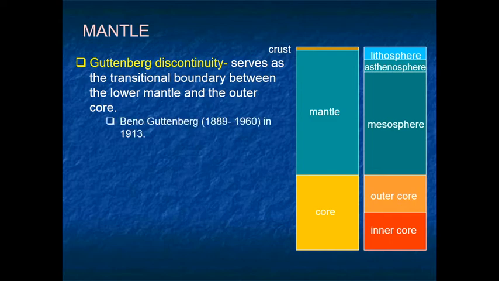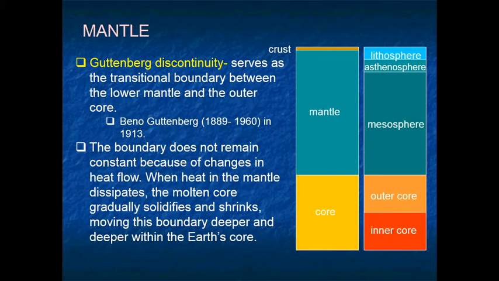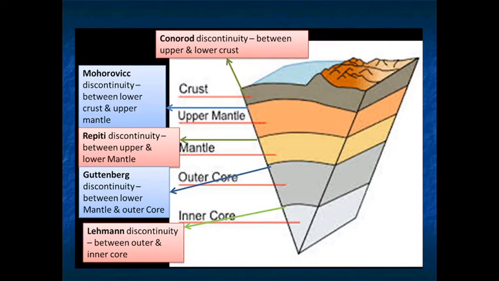It was discovered by Beno Gutenberg in 1913. The boundary does not remain constant because of changes in the heat flow. When the heat in the mantle dissipates, the molten core gradually solidifies and shrinks, moving this boundary deeper and deeper within the Earth's core. So we have here the discontinuity layers: the Conrad, the Mohorovičić, the Repetti, the Gutenberg, and the Lehmann.